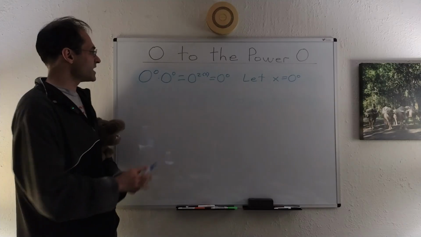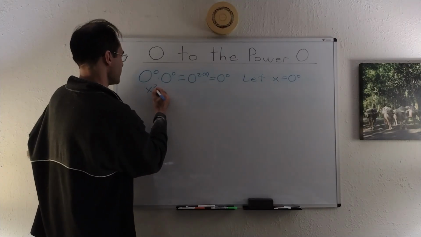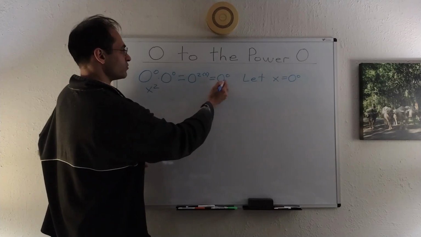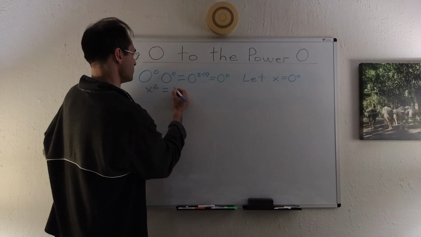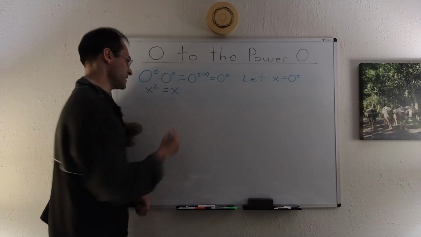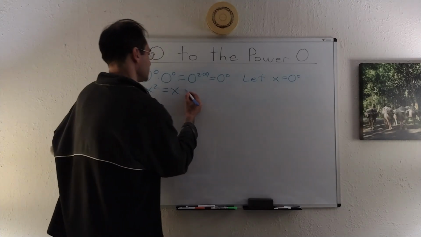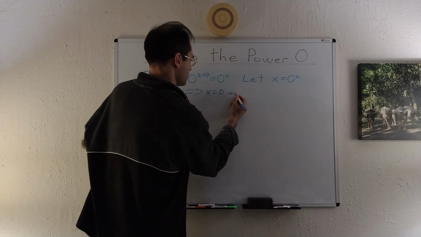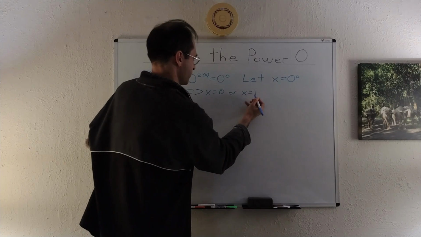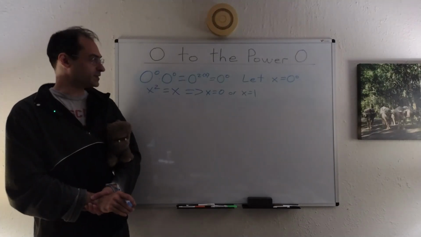Well, then we can just plug that x in here, and we have x times x, or x squared, is equal to 0 to the power of 0. And we're calling that x. So we just get x squared is equal to x. And from that, we get x equals 0 or x equals 1.